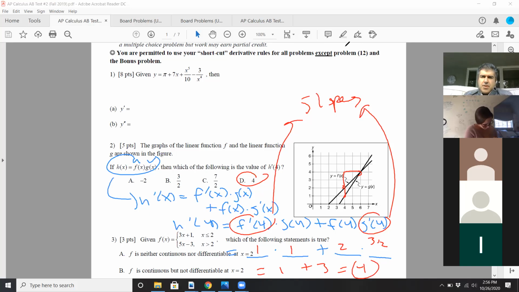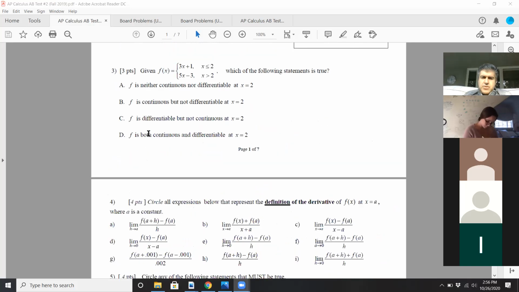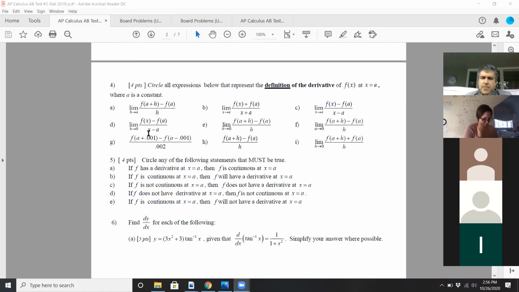See if we got anything else here. Might be worthwhile to talk about number 4. You just have to be careful here. Remember, you're going to use this definition when h is approaching 0, right? Not when h is approaching a.